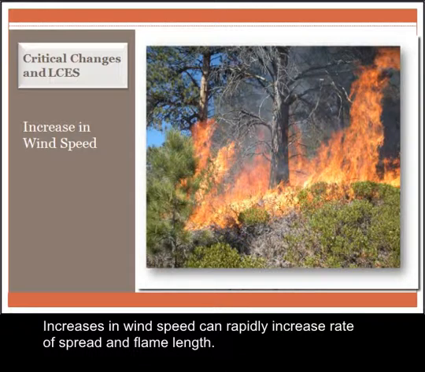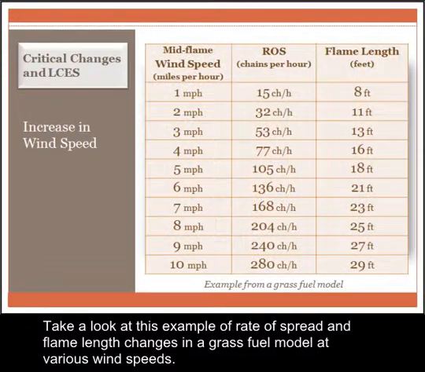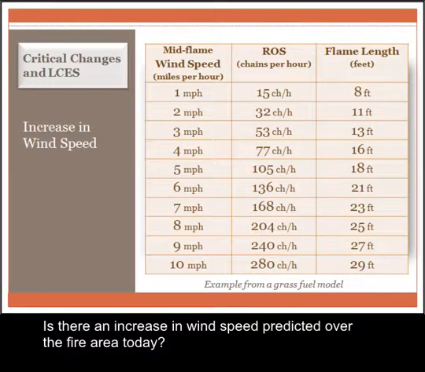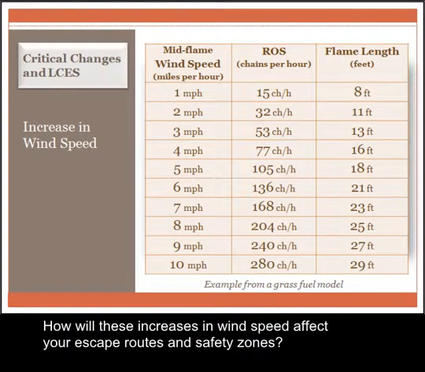Increases in wind speed can rapidly increase rate of spread and flame length. Take a look at this example of rate of spread and flame length changes in a grass fuel model at various wind speeds. Anticipate how rate of spread and flame length might change as your weather conditions change. Is there an increase in wind speed predicted over the fire area today? Have the morning winds been increasing every day at the same time of day? How will these increases in wind speed affect your escape routes and safety zones?